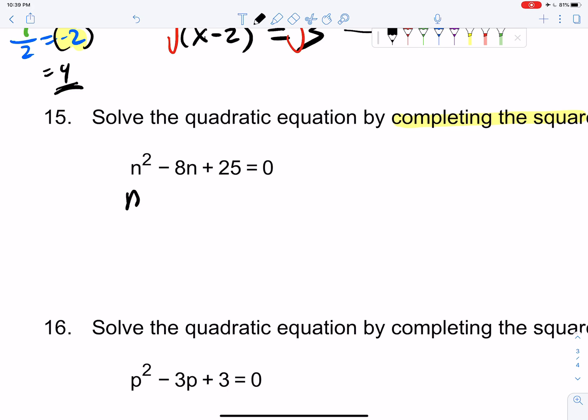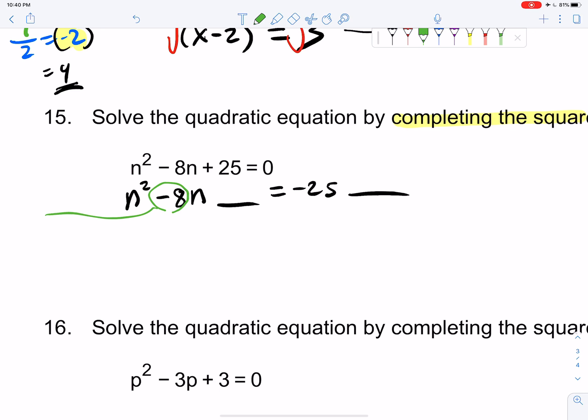Let's collect our variables. n squared minus 8n. I'm going to subtract 25 on both sides of the equation, and I'm going to leave a space there to figure out that special awesome number that completes the square. Well, I take -8, I chop it in half, and then I square it, which gives me 16. So 16 is going to complete the square. If I add 16 on the left, I better add 16 on the right.